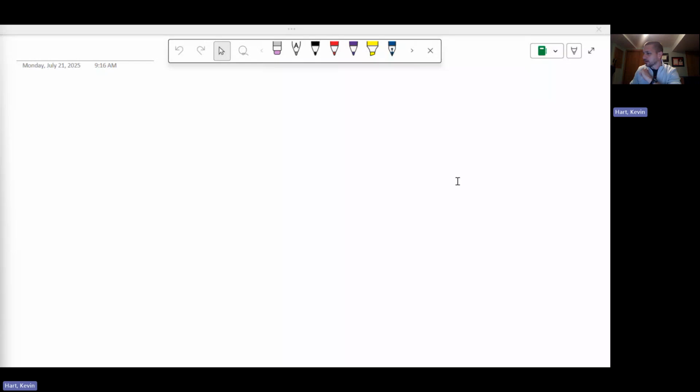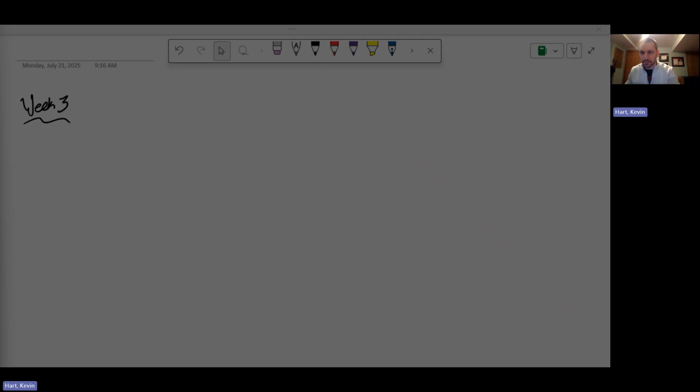Okay, so this is for the week 3 study guide. So let's go ahead and get into it. I'll just pull the first picture in here, the first problem. We'll go ahead and take a look.